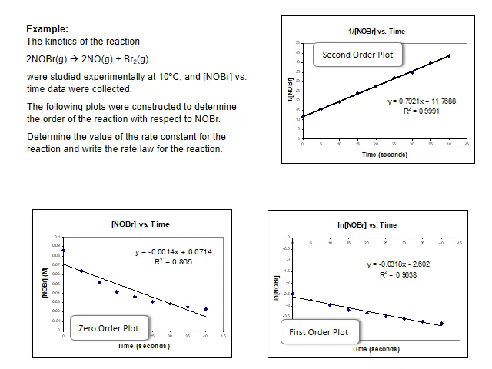Well, clearly, the concentration versus time plot is not very linear. Both the first order and second order plots appear to be somewhat linear, but when we compare the R-squared values, we see that the second order plot is the most linear of the three. This means that our reaction is second order in the concentration of NOBr.